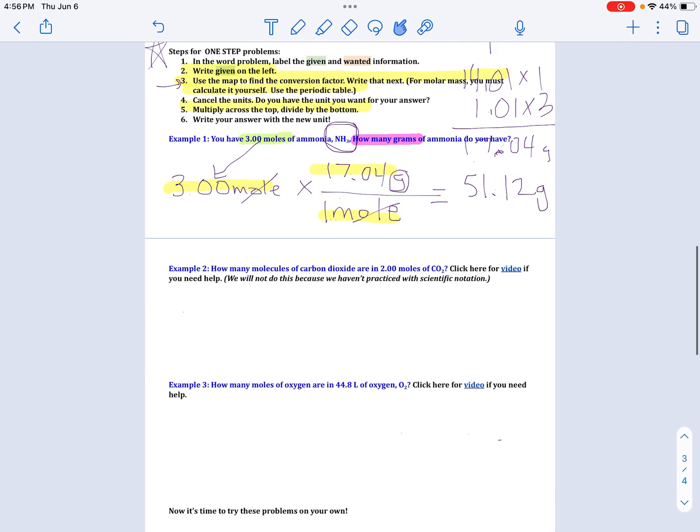Hopefully you paused and tried that one. Now example 2 we're going to skip because we haven't worked with the big scientific notation number. So let's go to example 3.